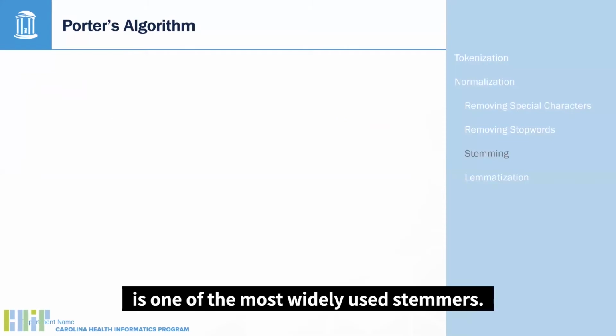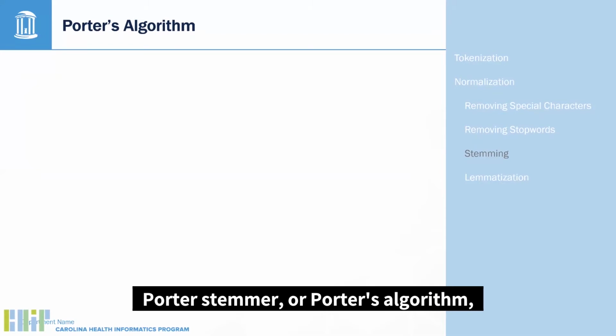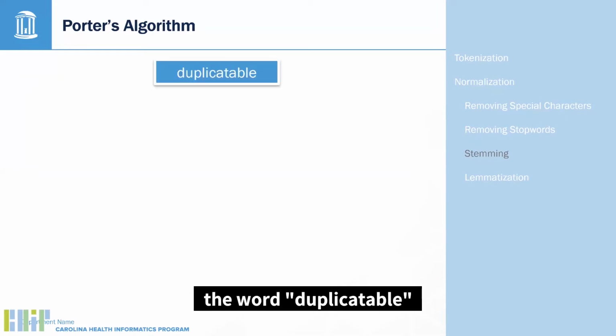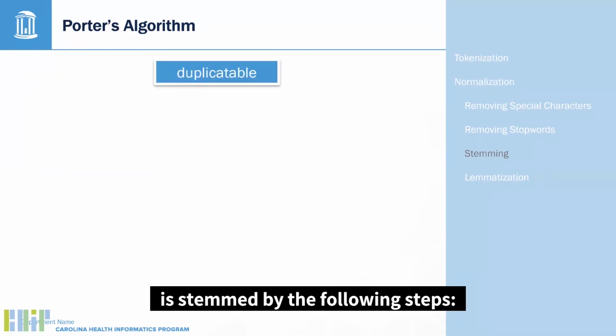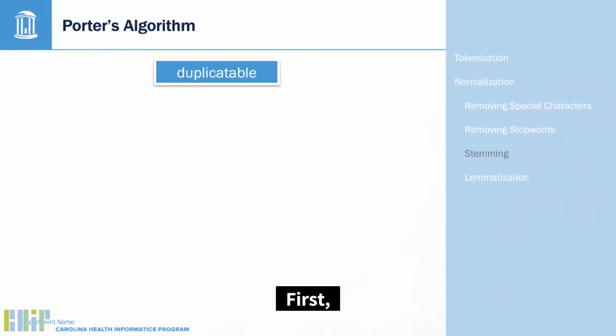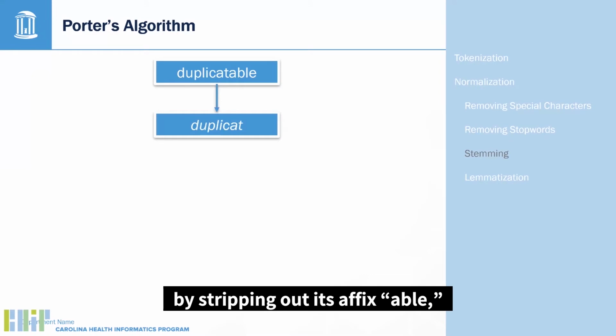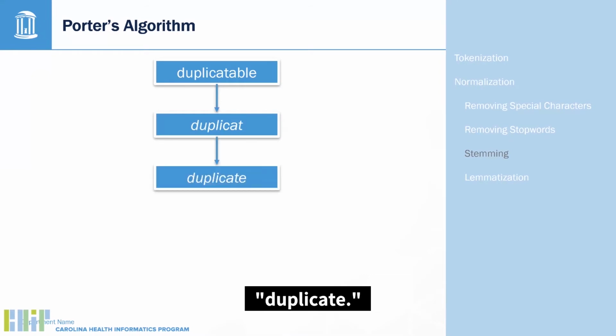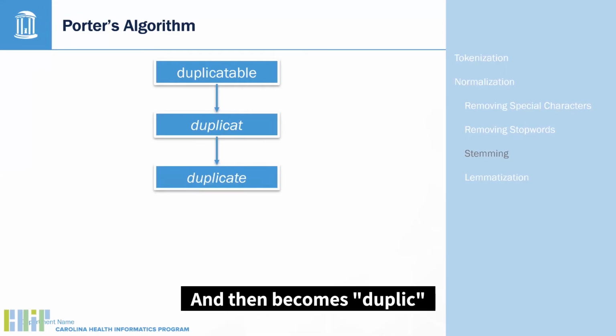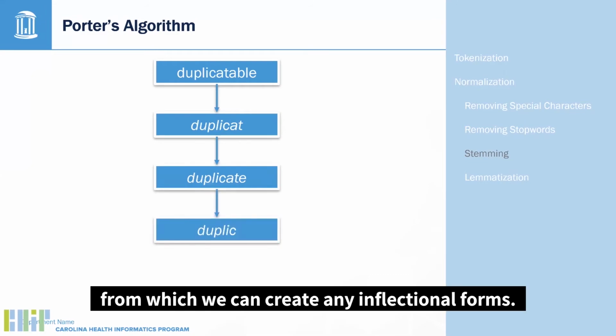Porter's algorithm is one of the most widely used stemmers. Porter's stemmer, or Porter's algorithm, is a rule-based suffix stripping algorithm. For example, the word duplicatable is stemmed by the following steps. First, duplicatable becomes duplicate by stripping out its affix able, and then becomes its root word duplicate, and then becomes duplic, from which we can create any inflectional forms.